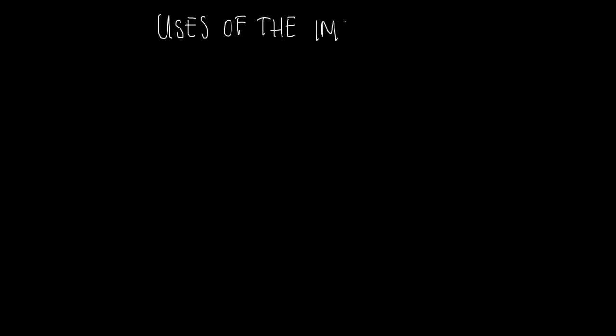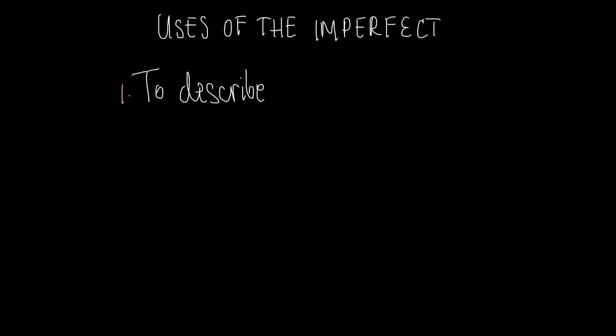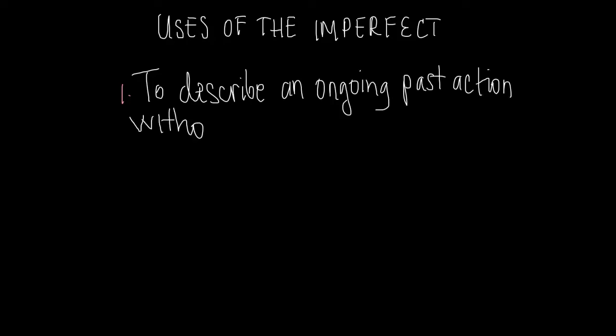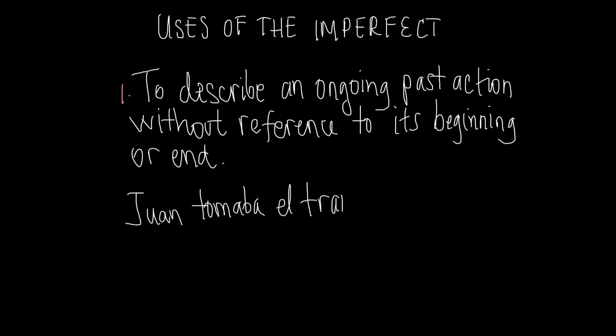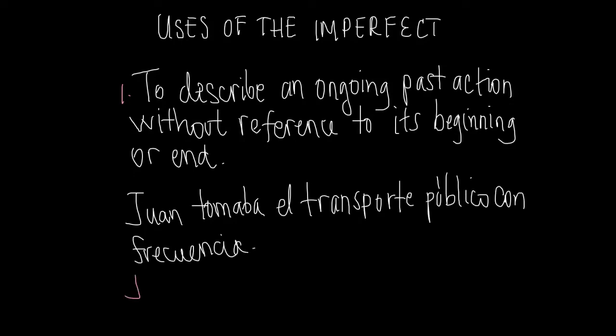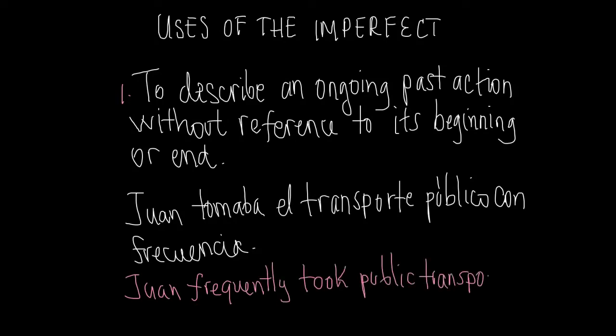Now, let's take a look at the uses of the imperfect. First, we use the imperfect to describe an ongoing action in the past without reference to its beginning or end. For example, Juan tomaba el transporte público con frecuencia. In English, Juan frequently took public transportation. Notice that in English you use the simple past tense, but in Spanish you use the imperfect.